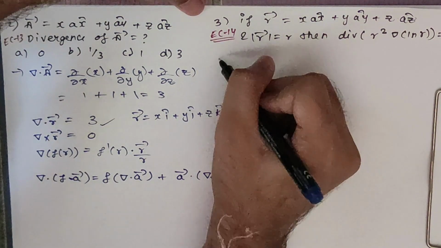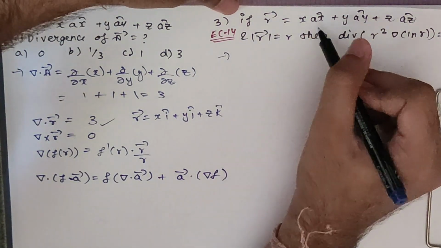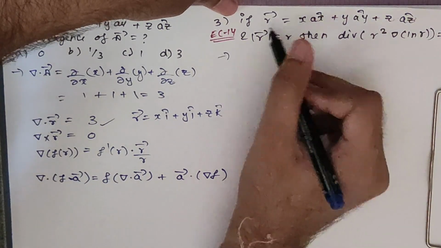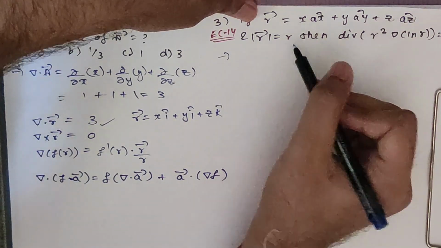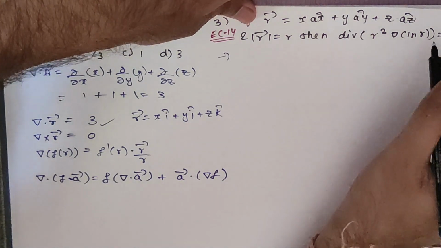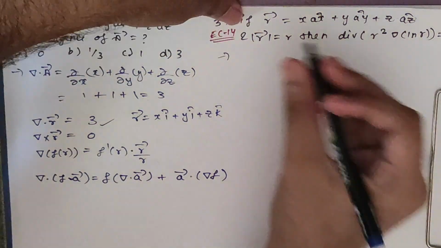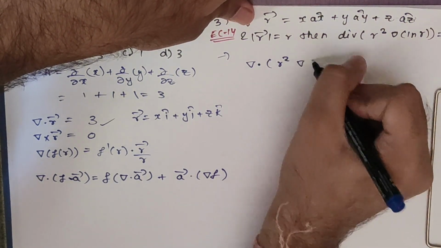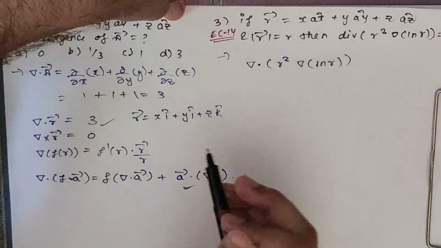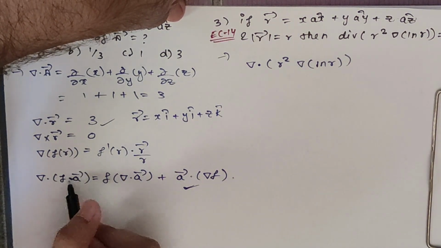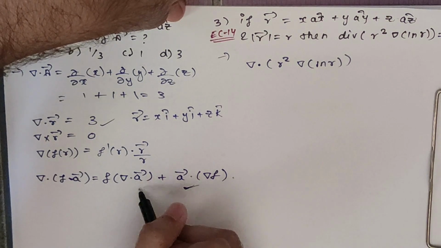So let's say this third sum, you have r bar equals x ax cap plus y ay cap plus z az cap, and the magnitude of r bar is equal to r. Then the divergence of r squared del of ln of r is to be found. Basically we have to find the divergence of r squared del of ln of r, and we know this identity, that is if we have a scalar as well as a vector, then we can take the divergence with this formula.